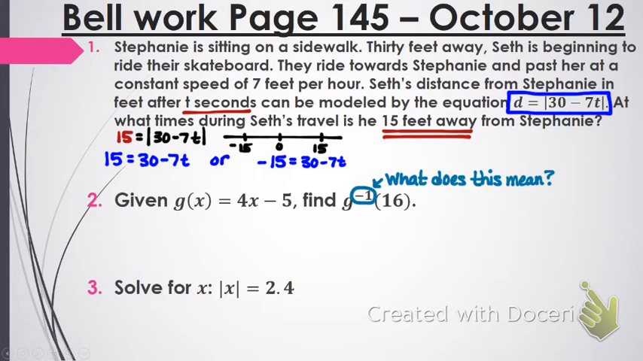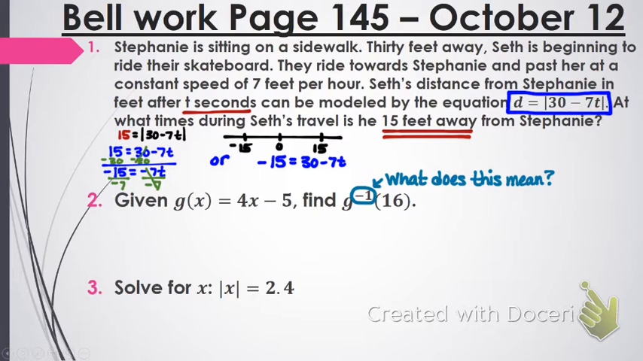No matter which equation I start with, what would my first step be? Subtract 30. Absolutely correct. We're going to subtract 30 from both sides. So here that would give me negative 15 equals negative 7t. And then we do what? Divide by negative 7. We're going to divide by negative 7. Do I get a whole number when I do that? No. So we're going to have to do some rounding.